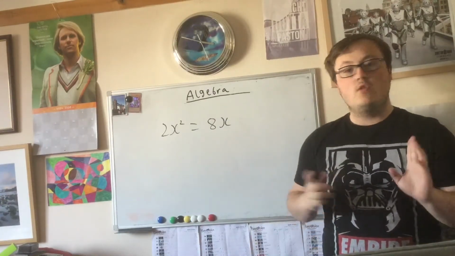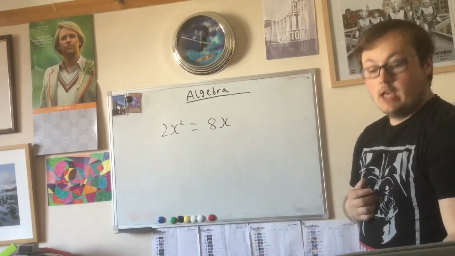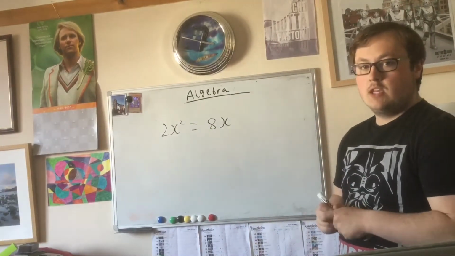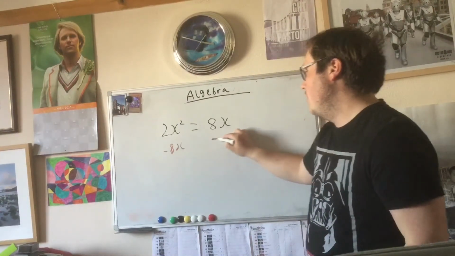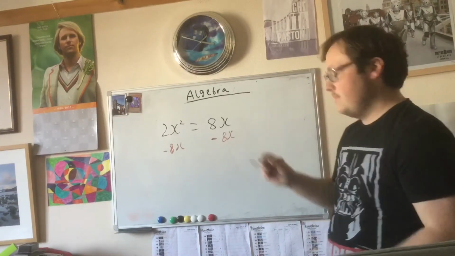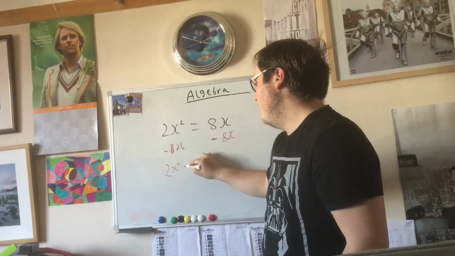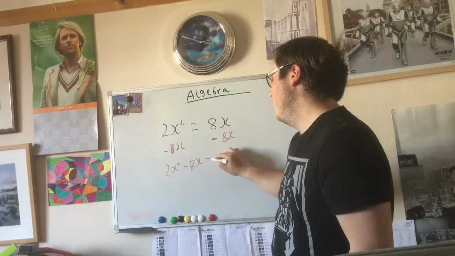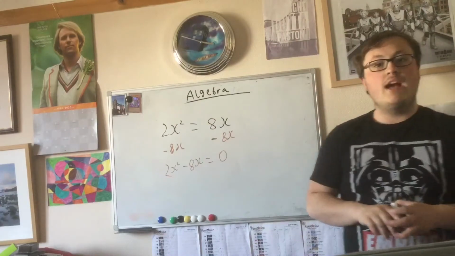So we're going to have to move the 8x to the other side. Now, how do we do that? We're going to be balancing it. So that's the first thing we're going to do. And for this, we're going to be minusing 8x on both sides. So that becomes 2x squared minus 8x will get us 0. So how do we then solve for x?